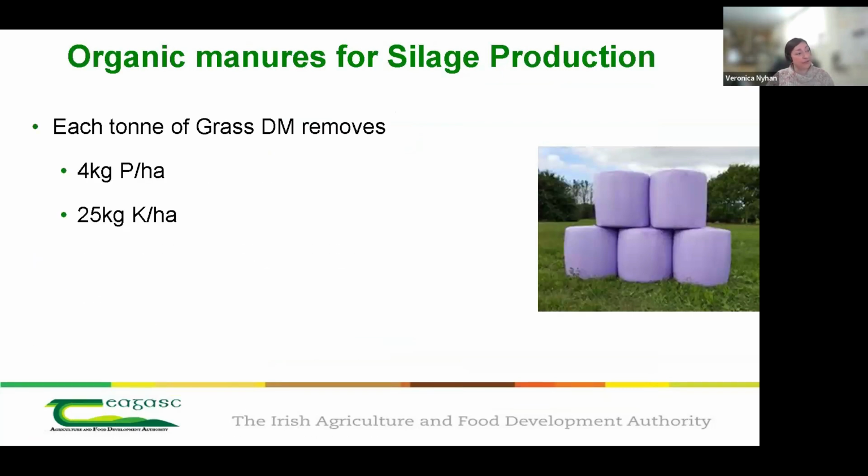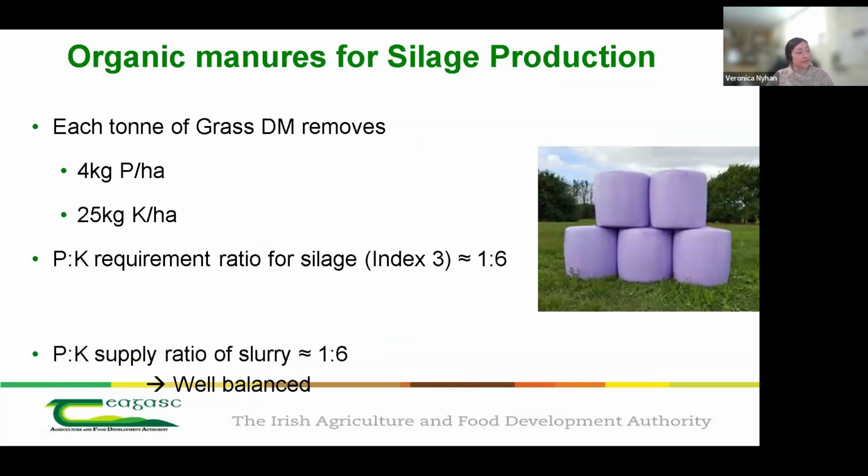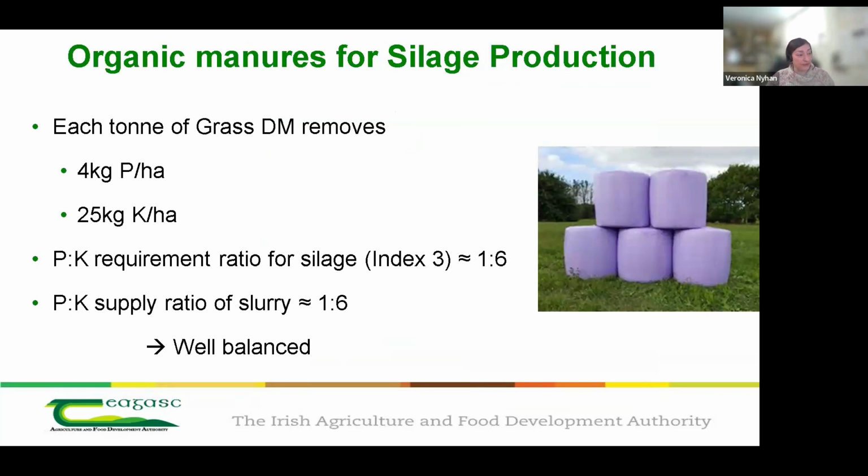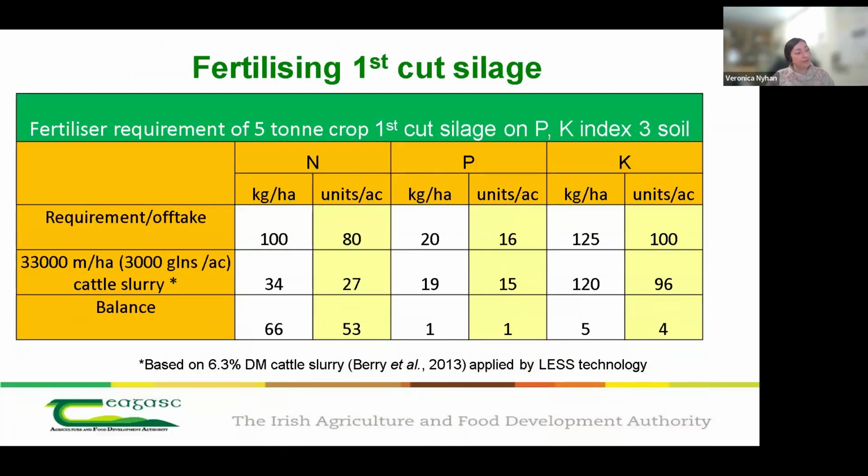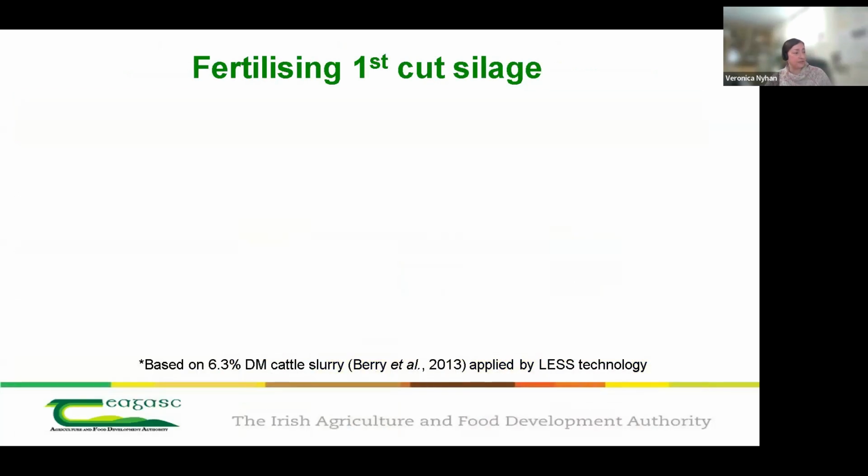Grass dry matter removes 4 kgs of phosphorus and 25 kgs of potassium per hectare, which works out at a ratio of about 1:6. And that is the perfect ratio for slurry. It's well balanced. So in this table here, I've just put in the offtake.